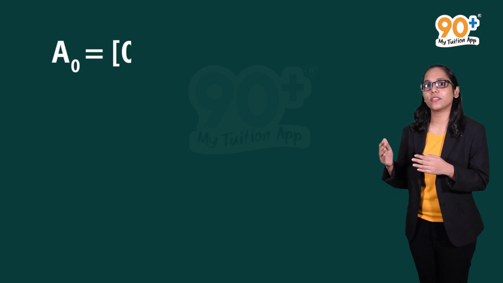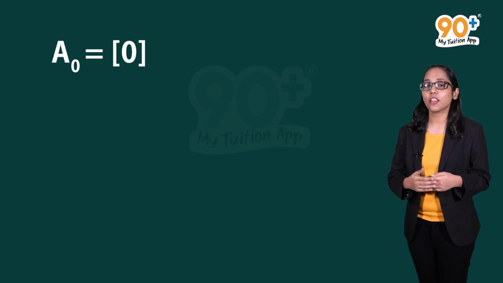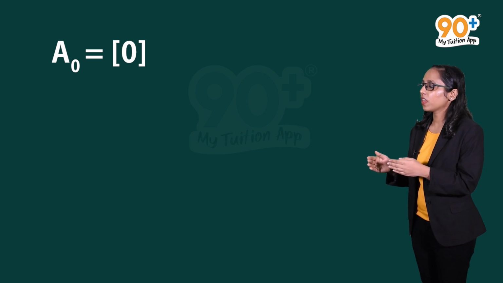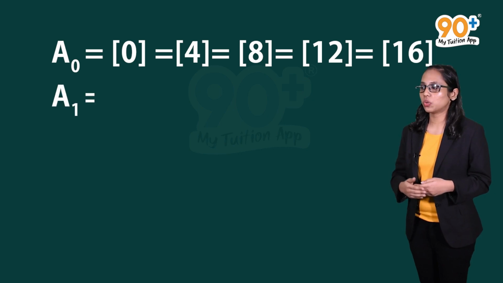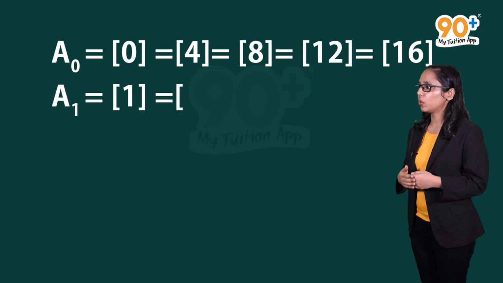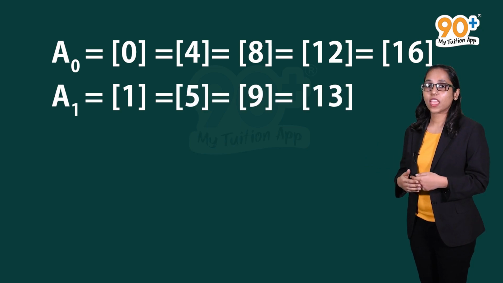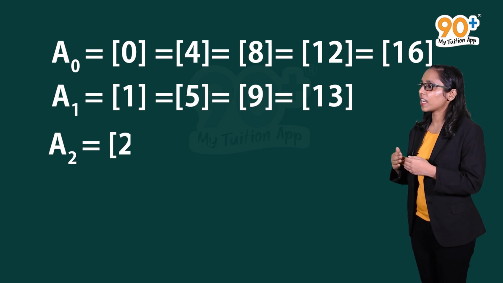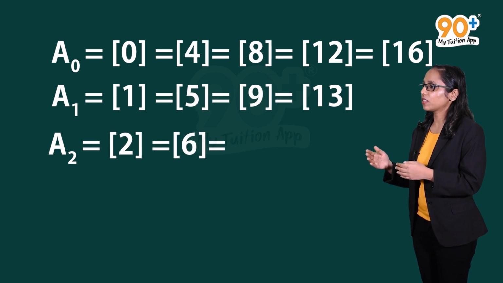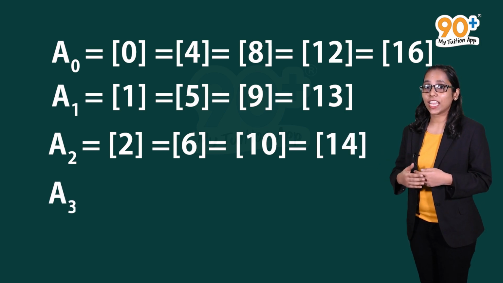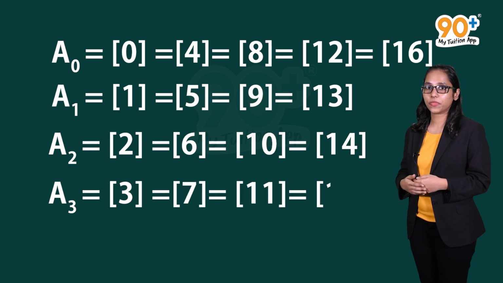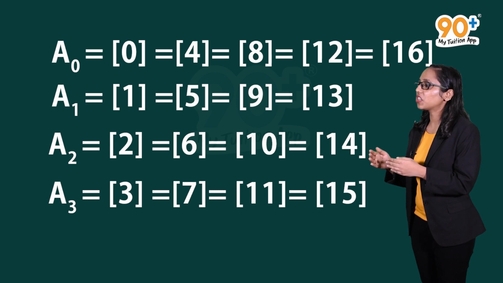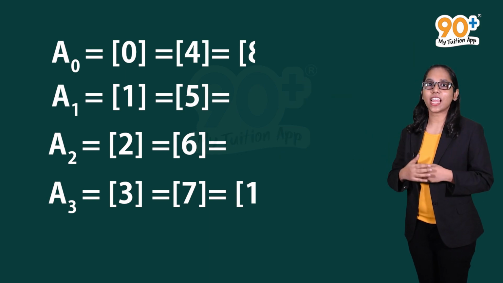Set A0 can be written as the equivalence class of 0, and we denote it in box brackets. That is, A0 equals the equivalence class of 0, which is equal to the equivalence class of 4, etc. And A1 equals the equivalence class of 1, which is equal to the equivalence class of 5, etc. And A2 will be equal to the equivalence class of 2, which is equal to the equivalence class of 6, etc. And A3 equals the equivalence class of 3, which is equal to the equivalence class of 7. That is, we can partition any relation of set A into equivalence classes.